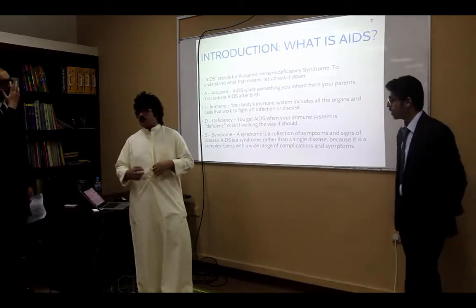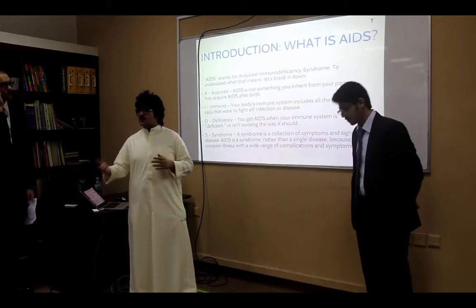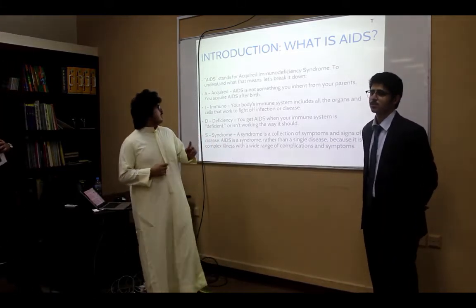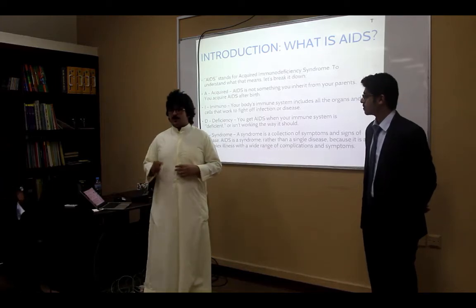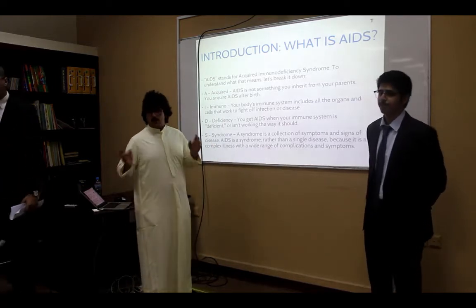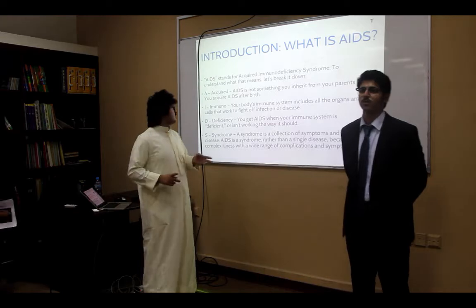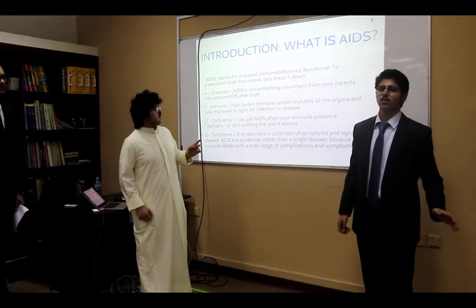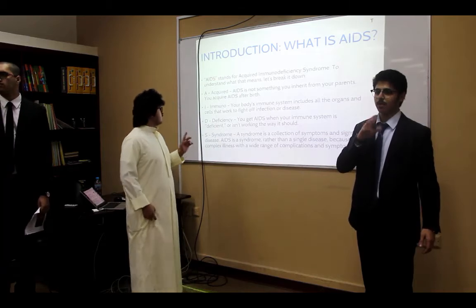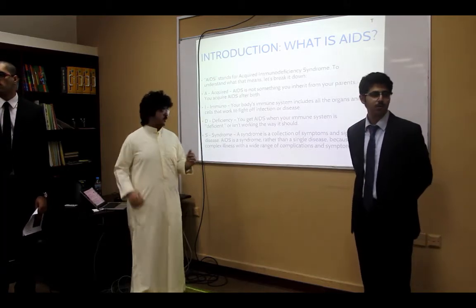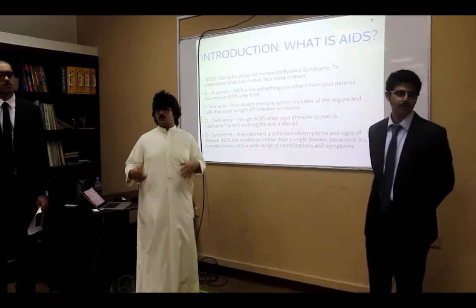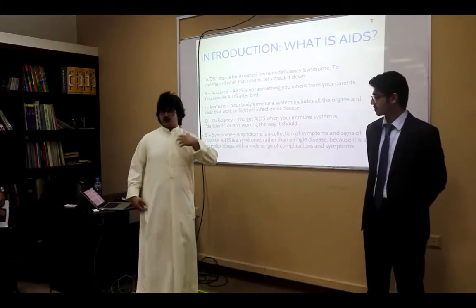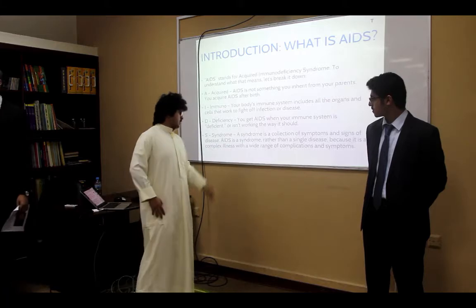Acquired: you do not inherit AIDS, you acquire it after birth. Immuno: your body's immune system and cells and everything that includes organs, systems, everything, fights off infection. Deficiency: you get AIDS when your immune system is deficient or isn't working the way it should. Syndrome: a syndrome is a group or collection of symptoms and signs that tell you that you have AIDS through HIV.